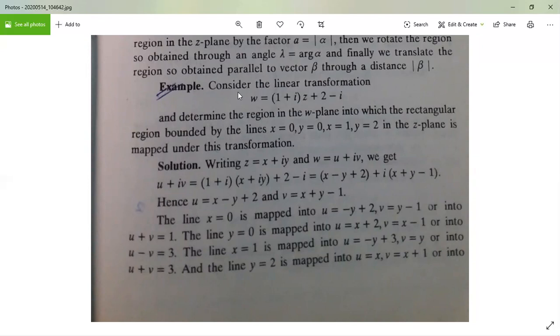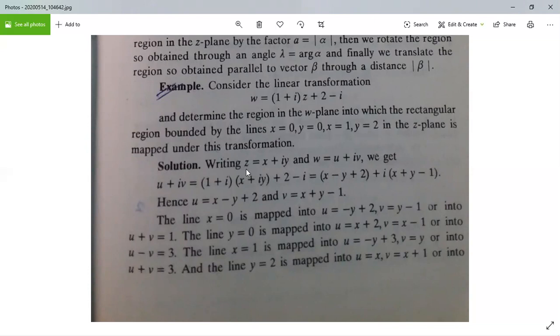Now consider the linear transformation omega equals (1 plus i) z plus (2 minus i), and determine the region in the omega plane into which the rectangular region bounded by the lines x equals 0, y equals 0, x equals 1, and y equals 2 in the z plane is mapped under the transformation. We will take a simple example for a rectangular region.